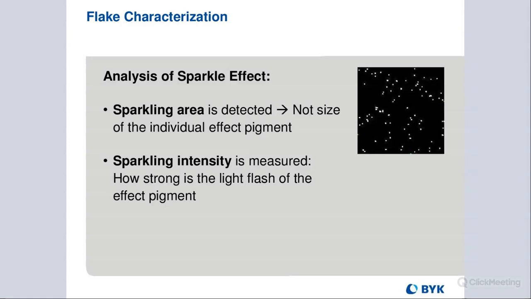So sparkle is made up of 2 separate components, sparkle area and sparkle intensity. Sparkle area is not actually the individual size of the pigment, it's the total area that is reflecting in the picture that we take. So you could have a large flake with a small concentration or a small flake with a large concentration, and you could have technically the same sparkle area.